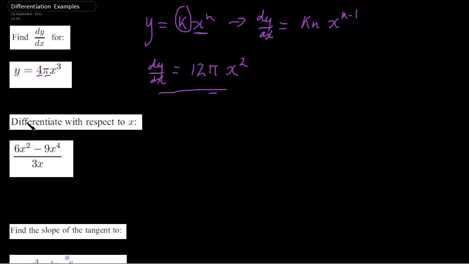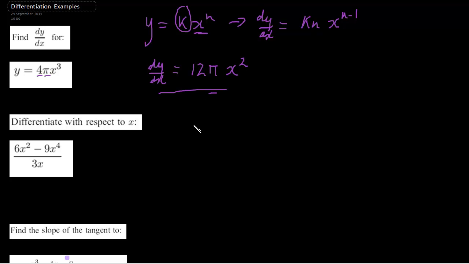Next one, notice I've chosen different ways to describe them. That was find dy by dx. Now we're going to differentiate with respect to x this expression. We don't have an equation here, it's just an expression where we're going to find the differential with respect to x. We're still going to use the same rules.